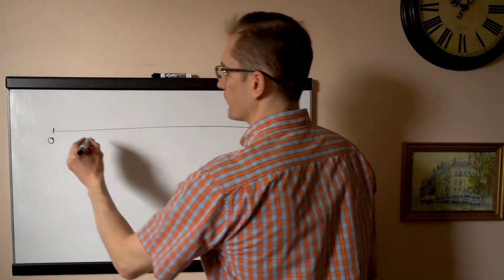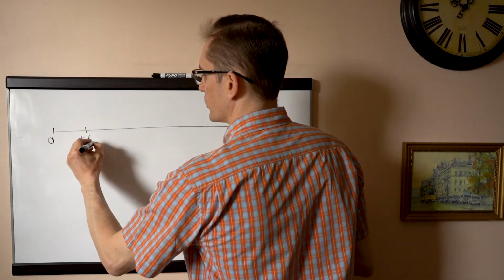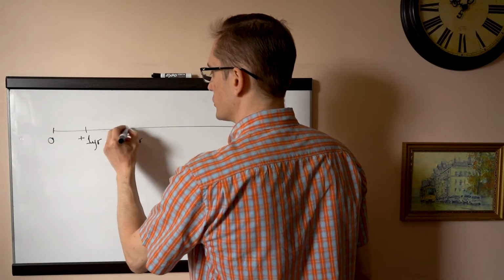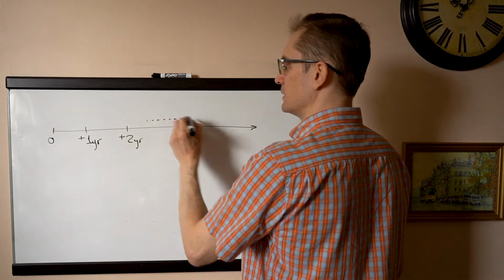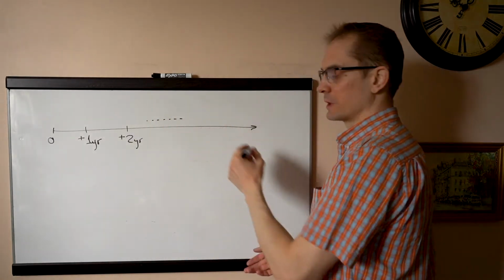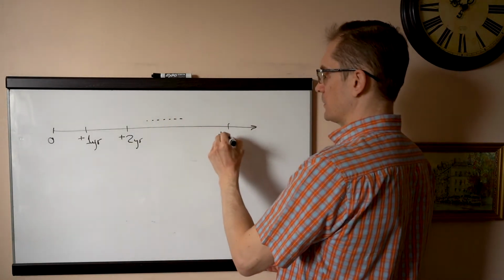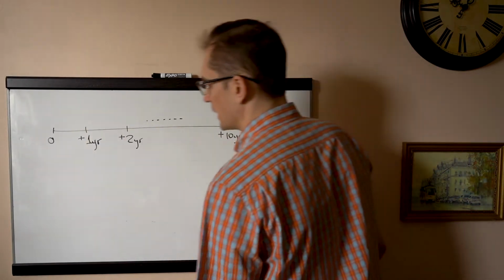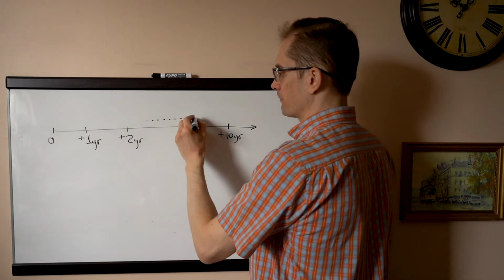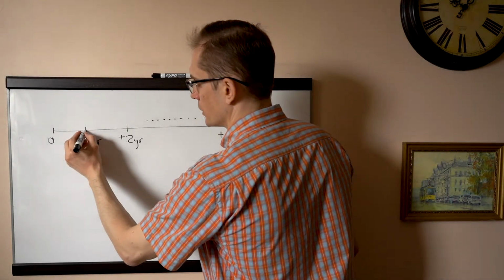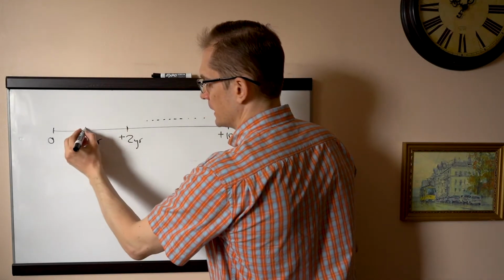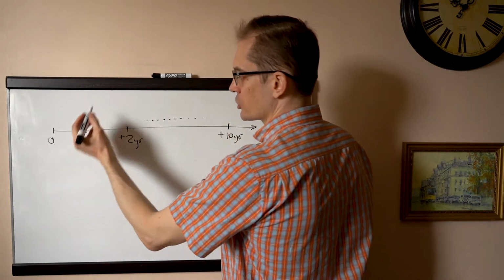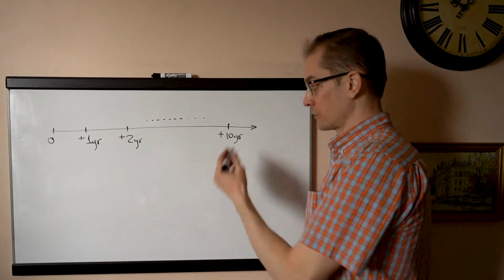It's time 0. Then we'll have plus 1 year, which is 1 year from now, plus 2 years, which is 2 years from now. Then plus 3 years, and so on, up to plus 10 years. So on this timeline, I basically put various dates, and there are 10 of them, which stand for 10 years into the future.